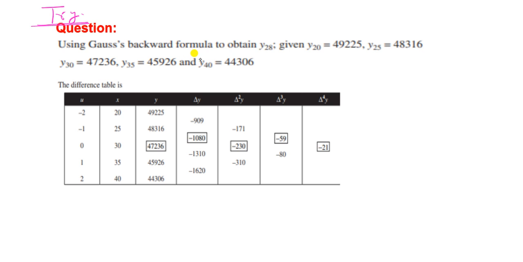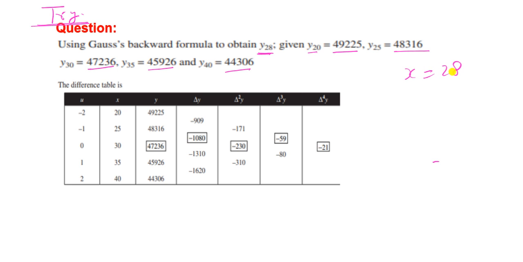Now try another question based on the Gauss backward difference interpolation formula. Using the Gauss backward formula, obtain the value of y at x equal to 28, given that y of 20 is 49225, y of 25 is 48316, y of 30 is 47236, y of 35 is 45926, and y of 40 is 44306.